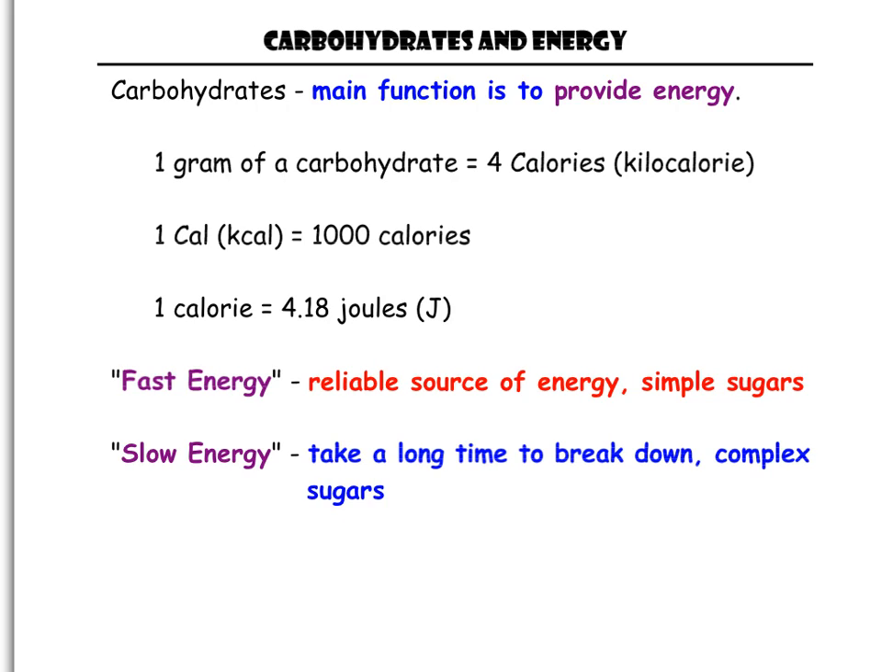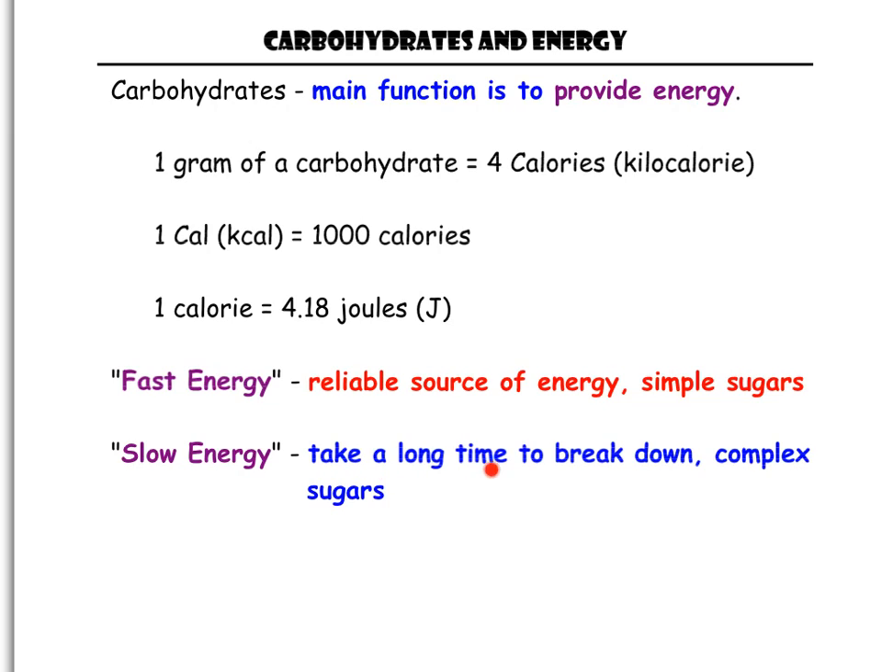So a lot of us have heard about carbohydrates and how they provide energy. If you've ever heard of somebody who's going to run, say, a marathon or some sort of race, they will often carbo load. And that is because carbohydrates provide us a lot of energy. So fast energy is a reliable source of energy, and those are your simple sugars. So if you eat a candy bar or something like that, you get energy very, very quickly.